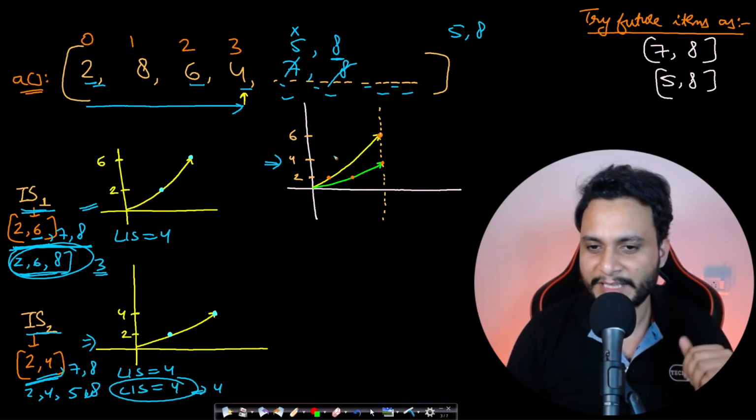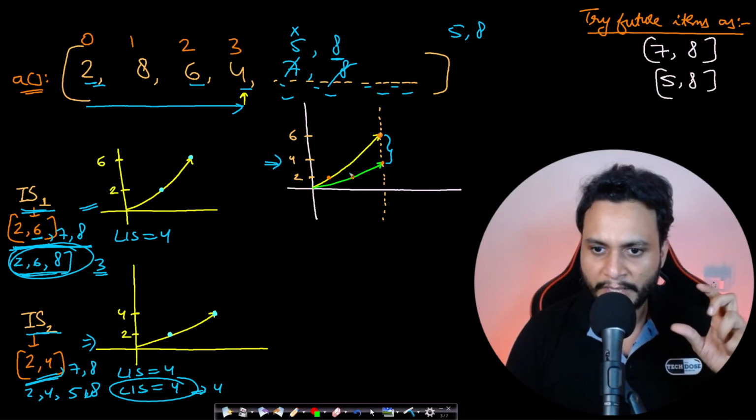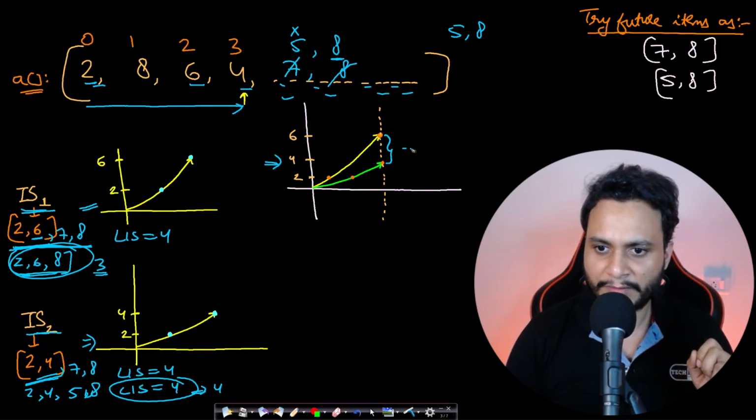So why is this happening? This is happening because if you look at the gap between the two endpoints, then if anything falls in between the gap, that can always be covered by the green line, but it can never be covered by the yellow line.